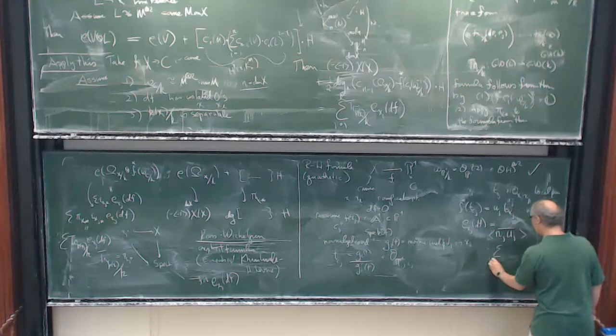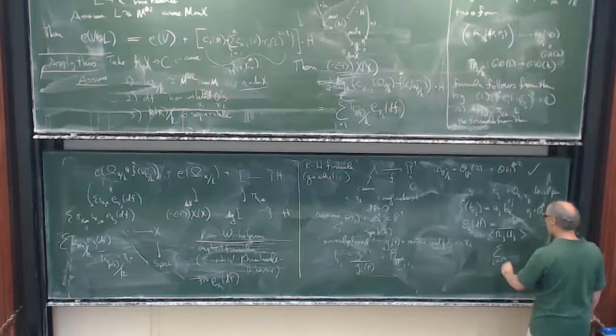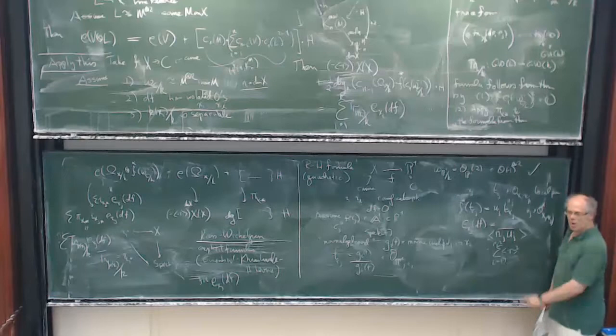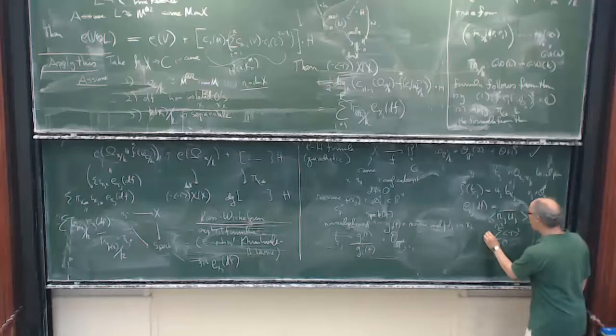i equals 0 to n_j minus 2 of minus 1 to the i. So this is the quadratic form's version of the integer n_j minus 1. Right? It's the form of that rank, so it's that thing. That's the contribution. And so it gives you the following formula.